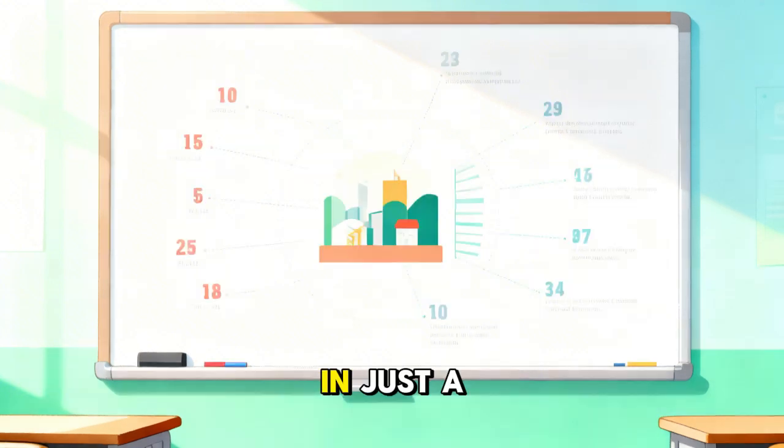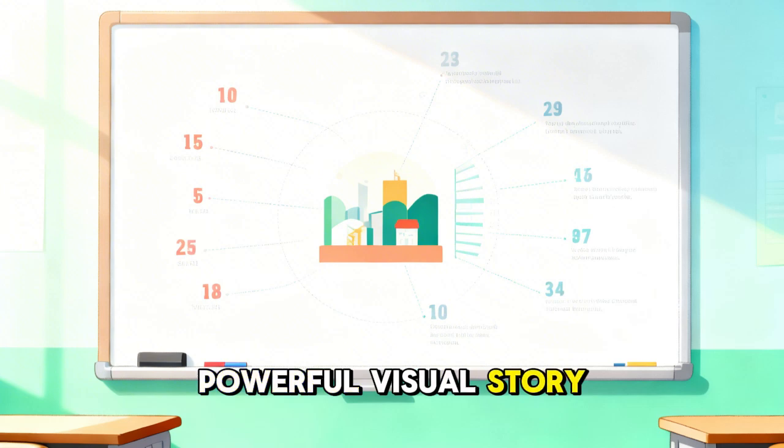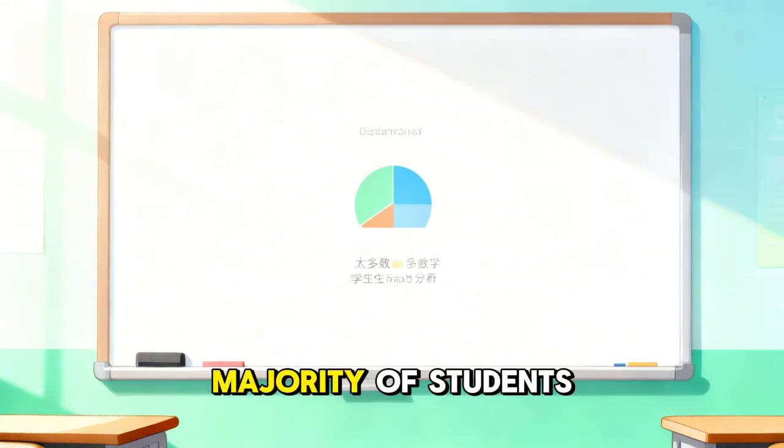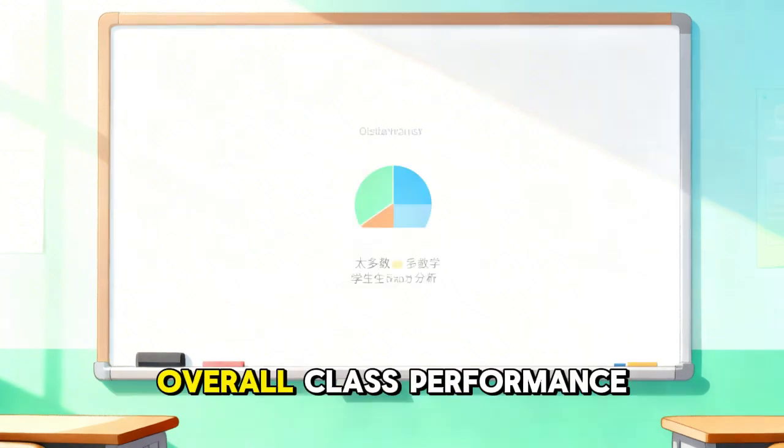And there you have it. In just a few simple lines of Python, you've turned a list of numbers into a powerful visual story. You can now instantly see where the majority of students scored and get a real feel for the overall class performance.